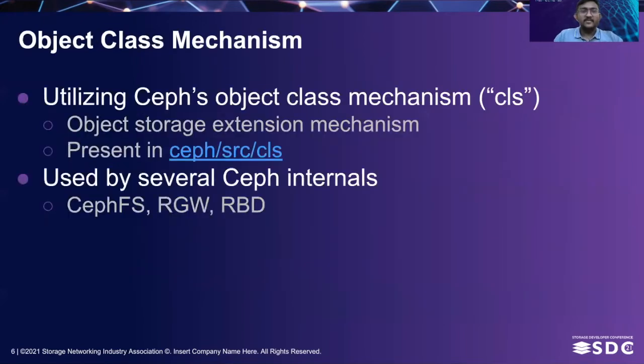The Ceph object class mechanism. The Ceph object class SDK is an object store extension mechanism that allows customizing or modifying the I/O path in Ceph by writing plugins in C++ and by embedding the built shared libraries in every storage node. The object class mechanism is used by several internal Ceph systems like CephFS, Rados Gateway, and Rados Block Device.